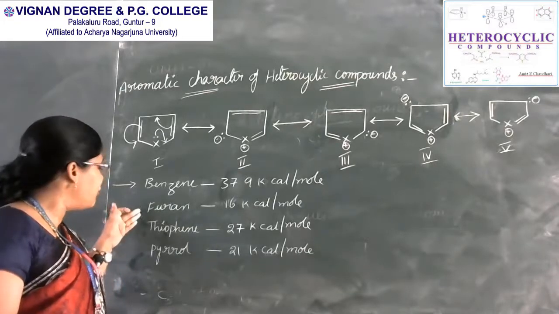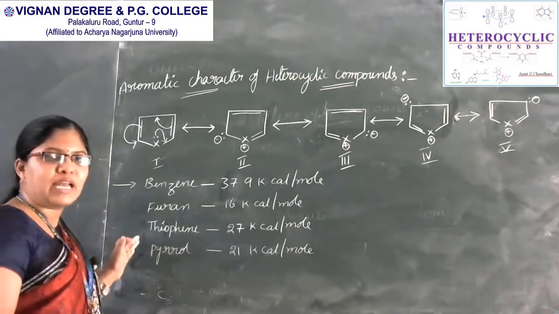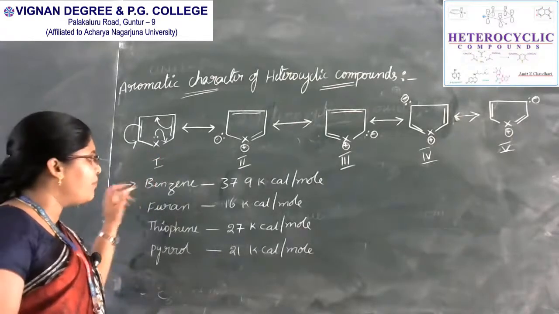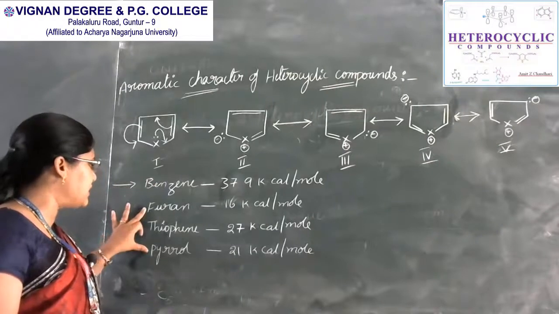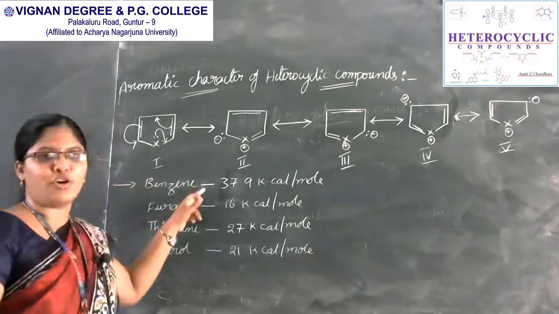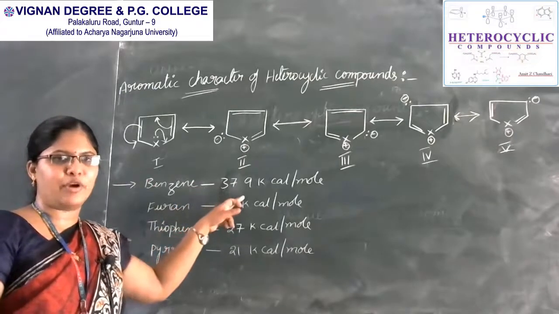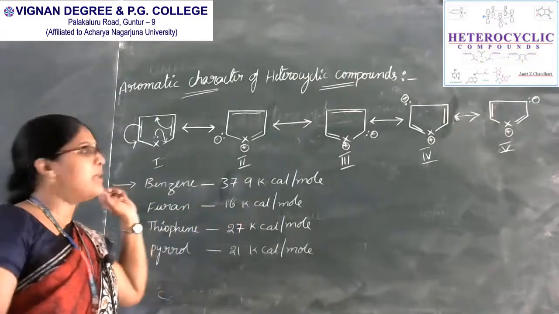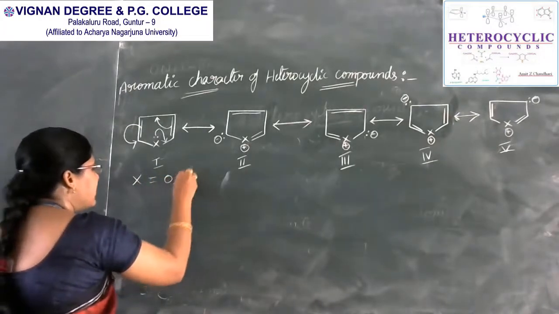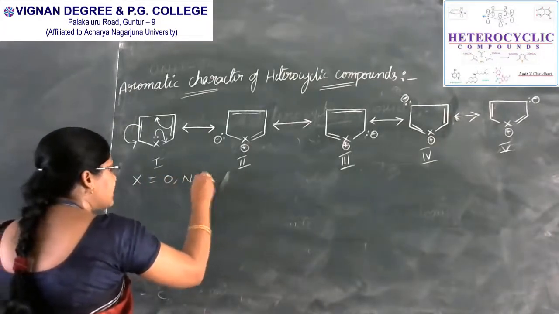But in furan, thiophene, pyrrole, these are having only one resonance hybrid structure. So the resonance energy of furan, thiophene, pyrrole is half of the resonance energy of benzene, that is 37.9 kilocalories per mole. Here X equal to oxygen, nitrogen or sulfur.